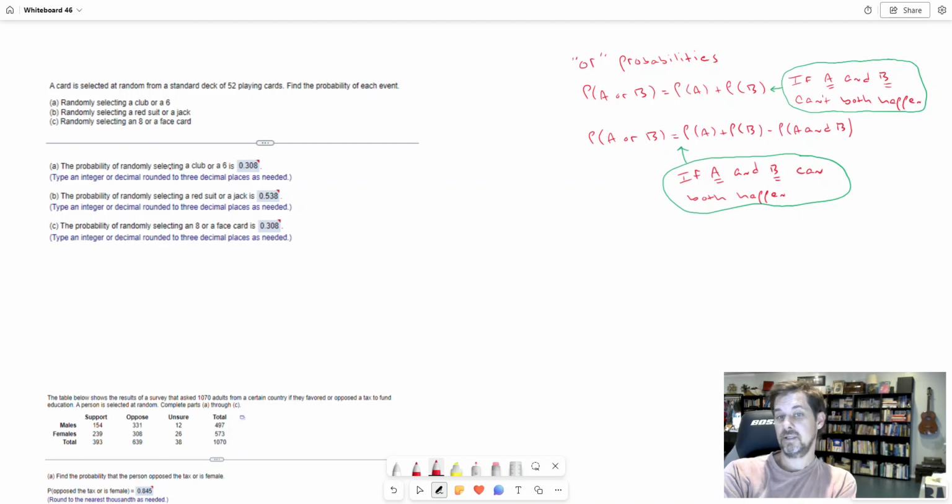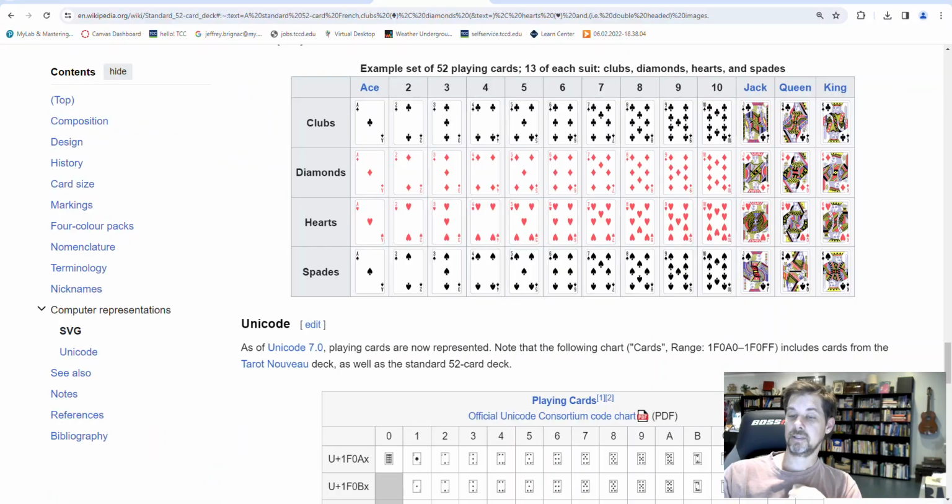So for example, take the odds of you take a card at random out of a deck, and you want to calculate the odds of selecting a club or a six. So just so that we're all talking about the same thing, here's what the deck looks like. There's clubs, diamonds, hearts, and spades. And each suit goes ace, 2, 3, all the way through king.